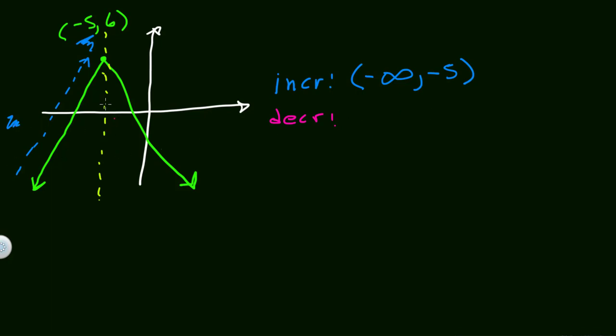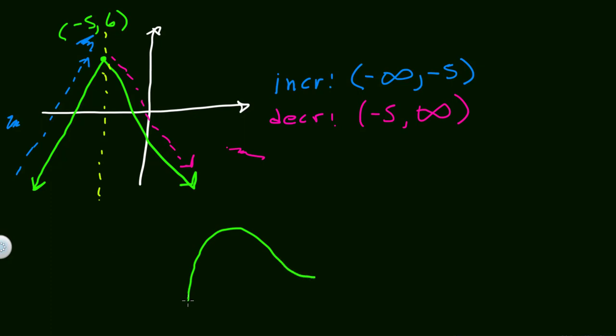And when is it decreasing? It would be decreasing on this section. And that would start at negative 5 until we go all the way to the right, which would be infinity. So this is intervals of increasing and decreasing. Right now we're just doing it with absolute value, but eventually we're going to do it with more complicated functions.